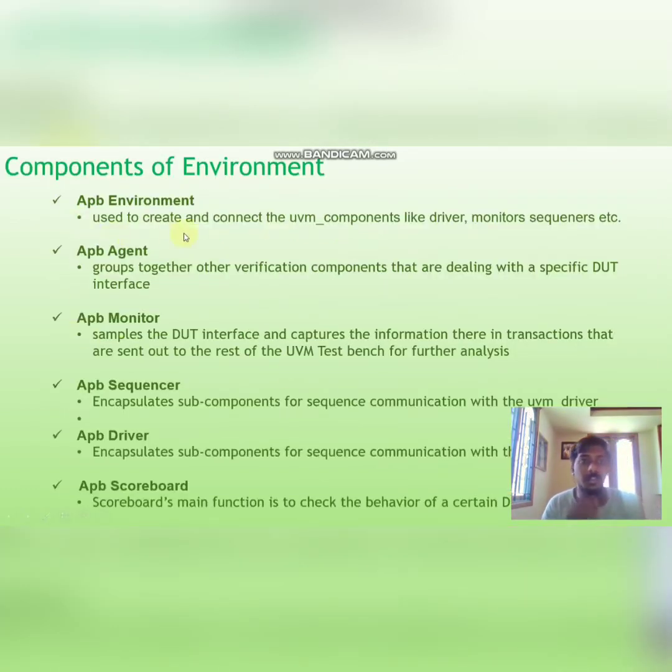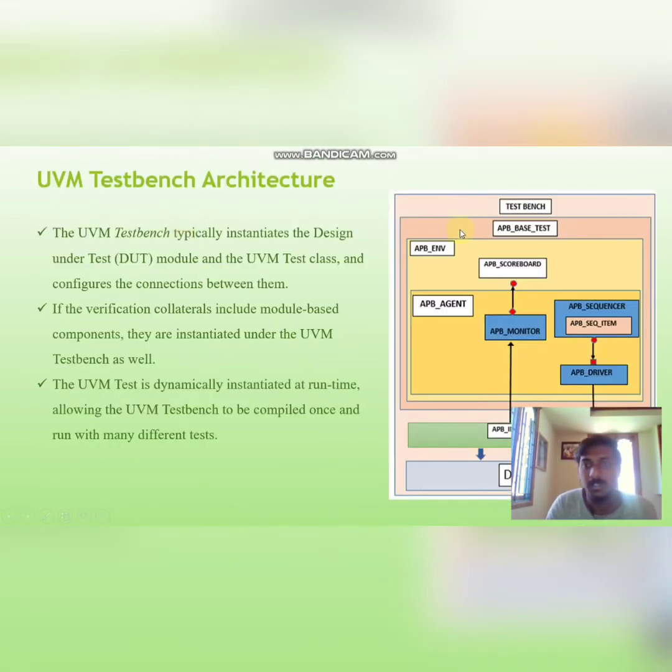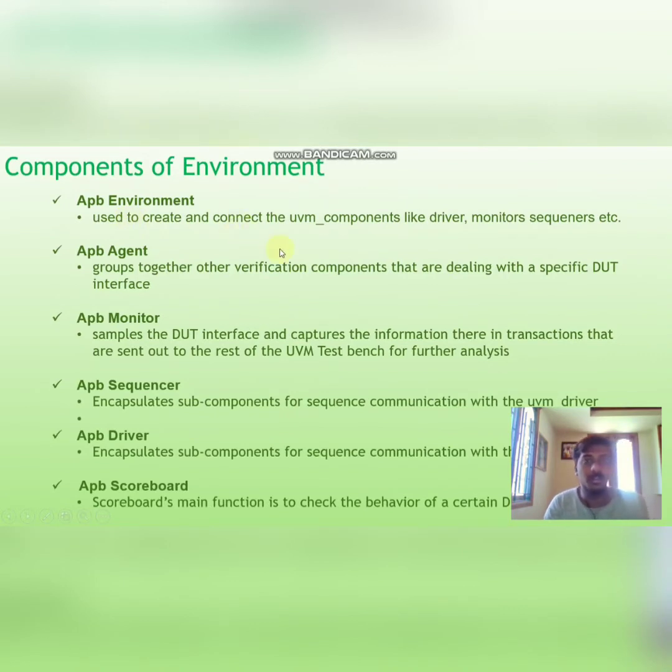Now the components of the environment. Please note the cursor. The environment is this box. What all comes under this box is known as the environment, the APB environment. I just told what components come under this box: driver, monitor, sequencer, etc. First of all, we can discuss the agent.